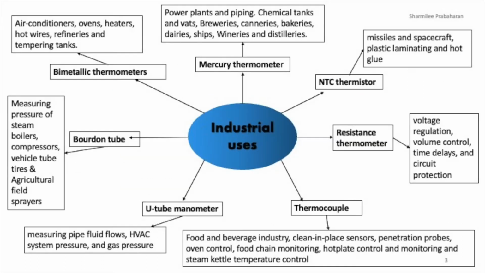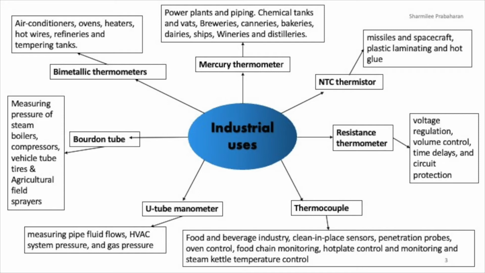When it comes to the industrial application of these instruments, the most widely used temperature measuring instrument is the thermocouple. These are used in the food and beverage industry, including clean-in-place sensors, penetration probes, hot plate control, etc. This is because of its ability to measure with high accuracy, high sensitivity, and thus faster response.